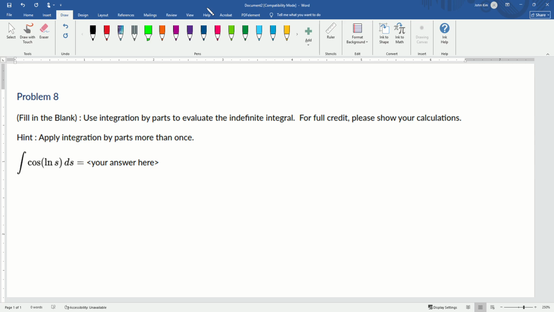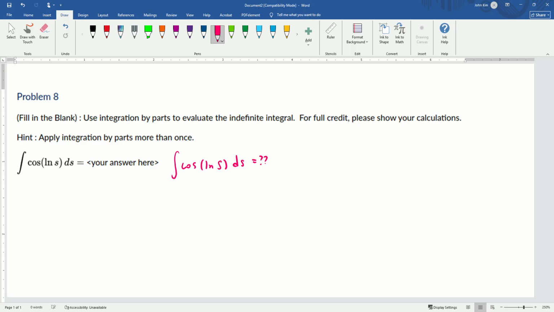So I had a question from one of my students who had a really difficult integral, which is located below. We're trying to find the integral of the cosine of the natural log of s ds.